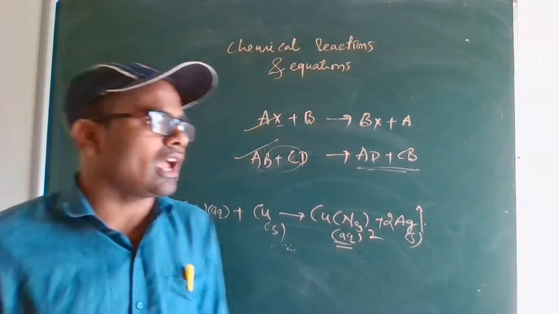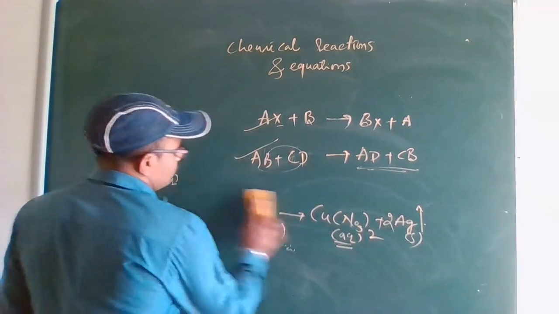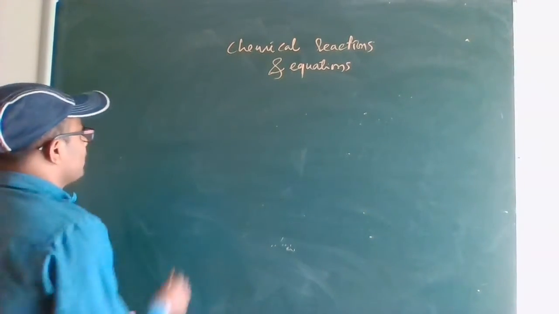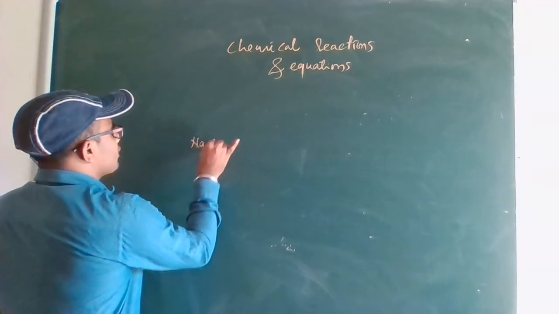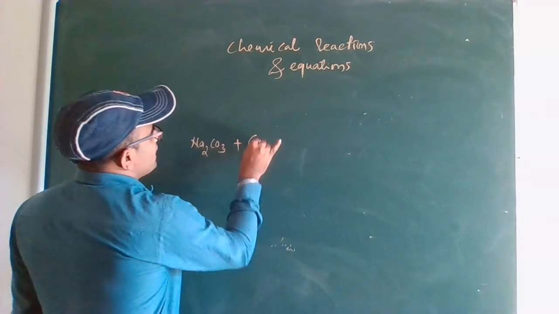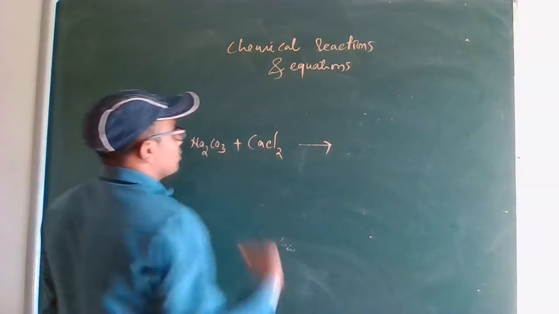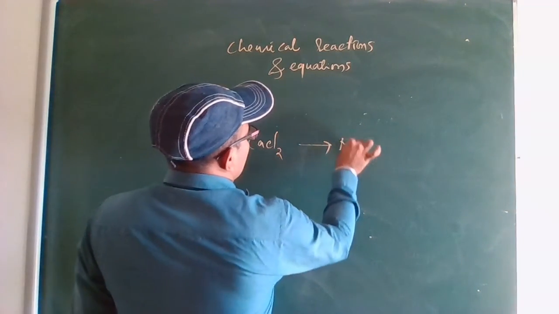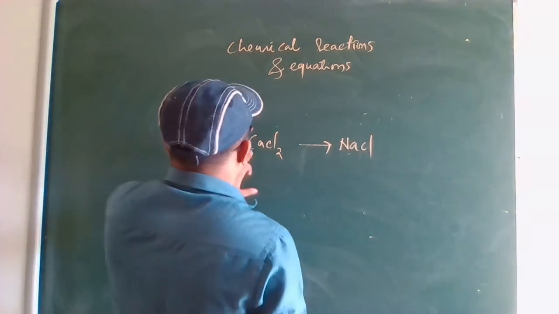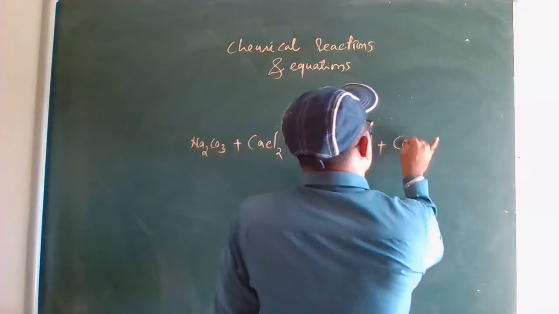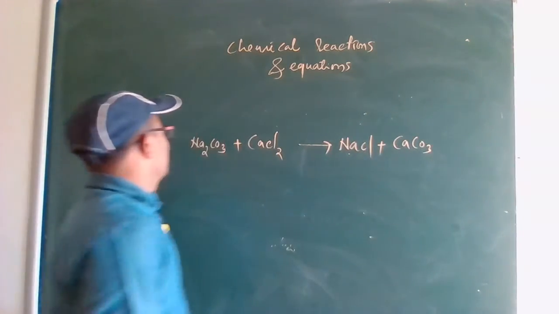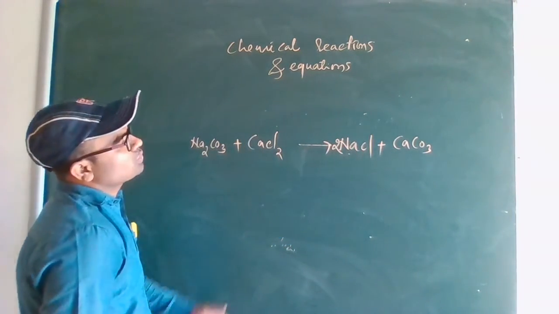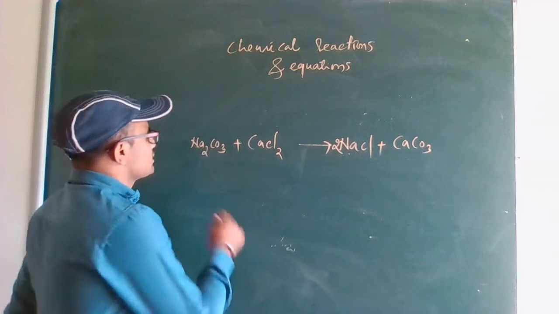Sodium carbonate and calcium chloride. Sodium carbonate plus calcium chloride, what does it form? It will form sodium chloride along with calcium carbonate. So here 2 means this is 2. Na2CO3 plus CaCl2, 2NaCl, CaCO3. It's right.